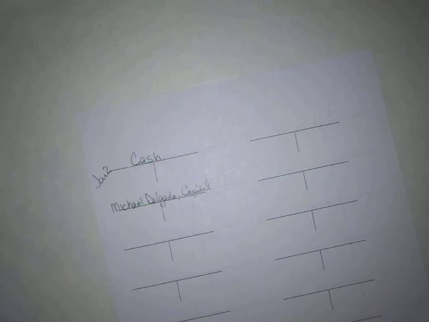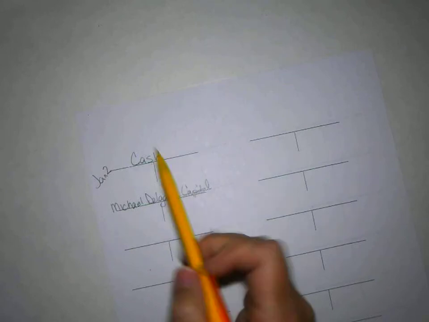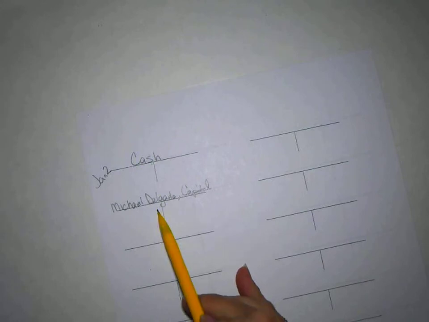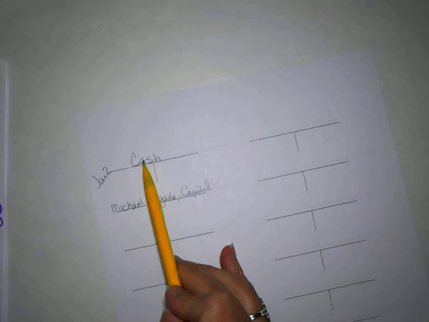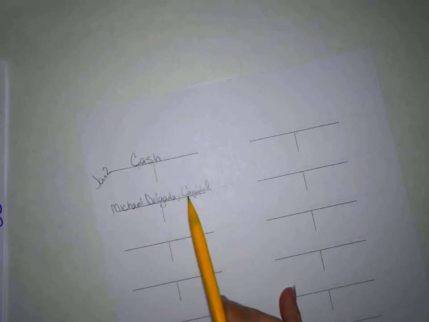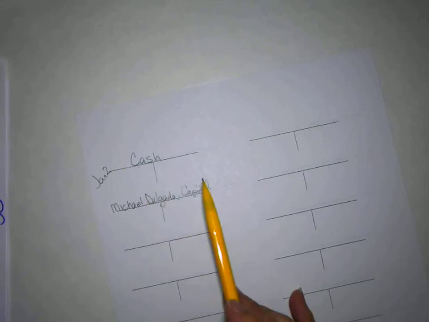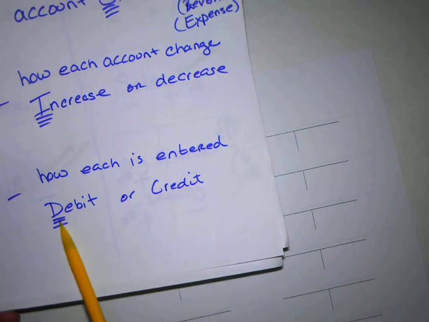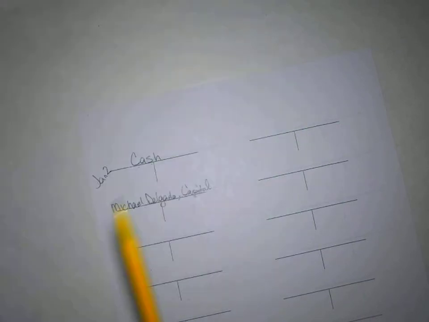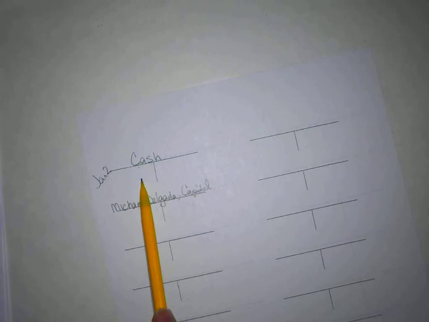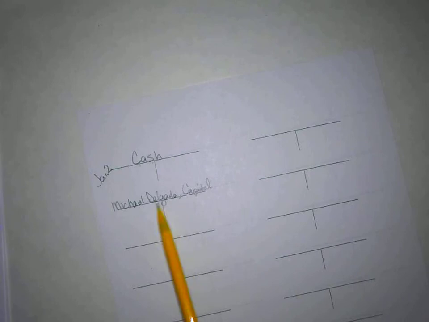Okay. How is each of these classified? Well, we know that's an asset. We know that's owner's equity. Okay. And then how is it changing? We are increasing cash and we are increasing capital. Okay. And then how is it entered as a debit or a credit? So for increasing cash, our normal balance side is a debit. Okay, and if we're increasing capital, our normal balance side, our increasing side, is a credit.